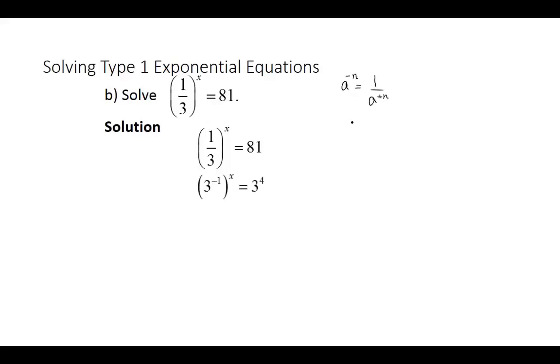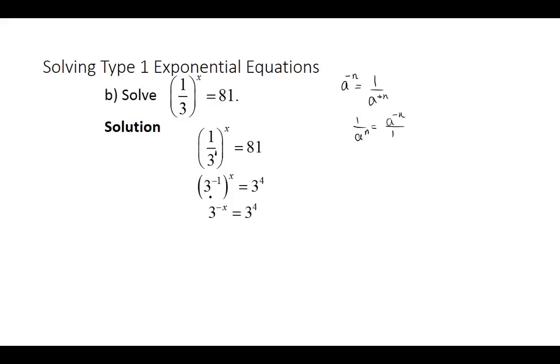Or if I have 1 over a to the power of n, I can move it to the top of the fraction and make it the opposite sign. So that's what we're doing here. The exponent of 3 is 1. If I move it to the top of a fraction, it becomes minus 1.